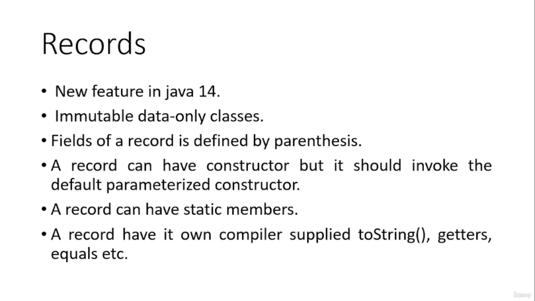Now let us discuss another feature of records, which is that they have default getters, hashCode, equals and toString. All these methods are available by default in records. I will discuss these methods when we discuss the Object class. For now, let us think of toString as a method which prints the string representation of the particular object. If we implement toString, then the string representation of the particular object will be printed.